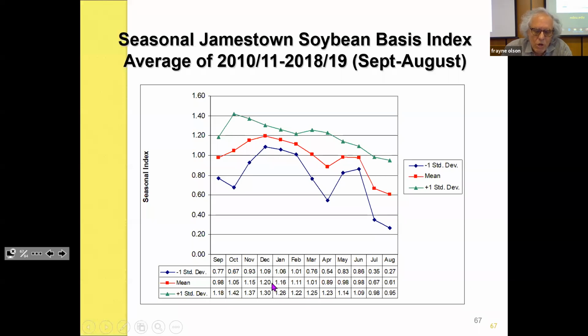That's the seasonal low. And then it goes up and reaches a peak, you'll see here, in December at 120, January at 116. So you can use that to generate projections about what the bases will be in the future, deriving these as percentage changes.